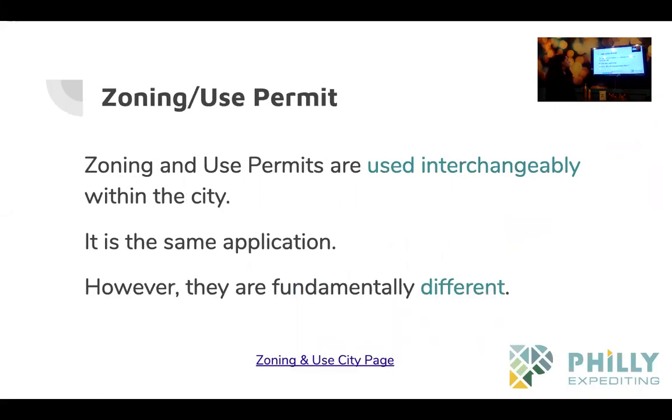Okay, so zoning and use permits can be very complex. In the city, they're used interchangeably. So as you know already, a zoning permit and a use permit are actually the same application, and sometimes it results in the same permit. So like I said, it's the same application.